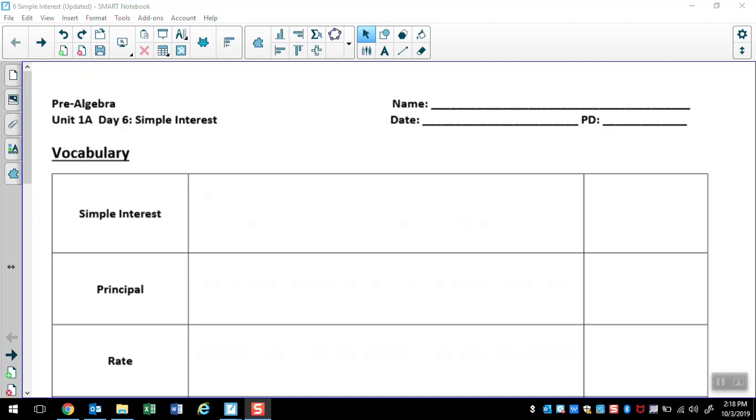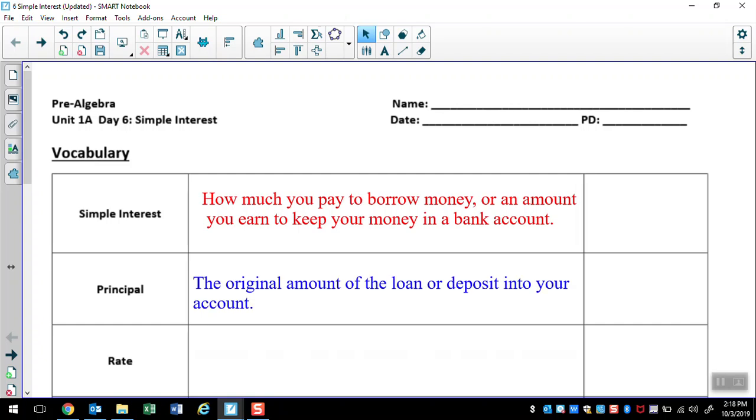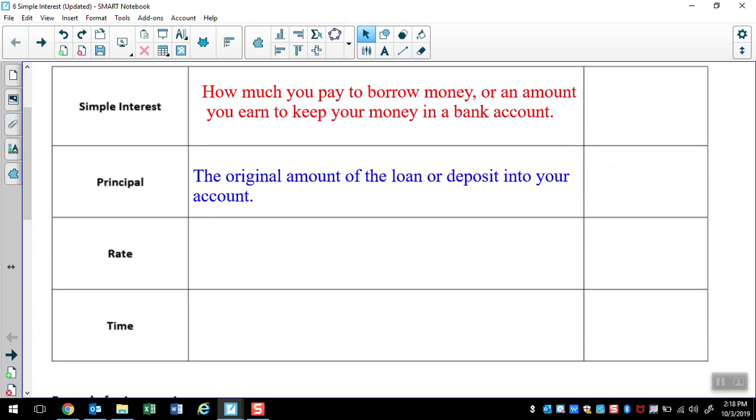Hi everyone, today we're going to talk about simple interest. Simple interest is how much you pay to borrow money or an amount you earn to keep your money in a bank account. Principal is the original amount of the loan or deposit into your account.